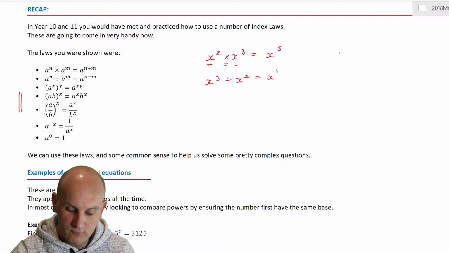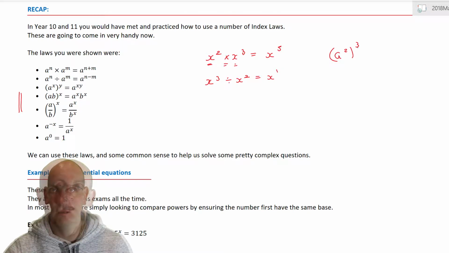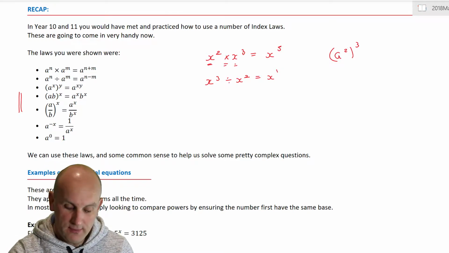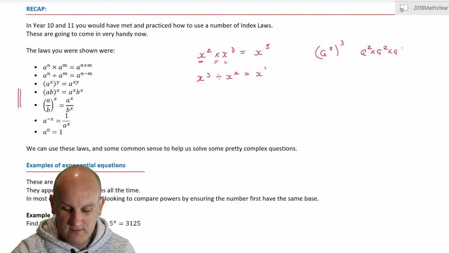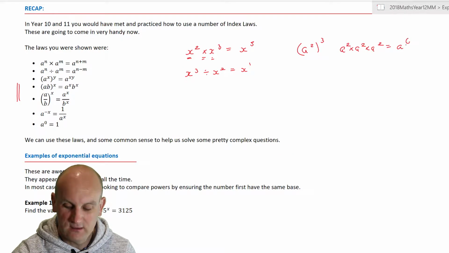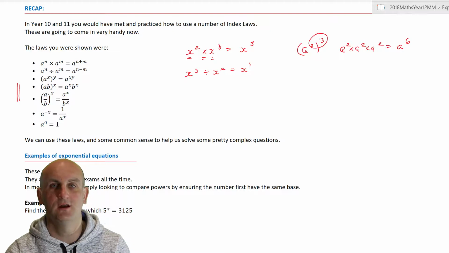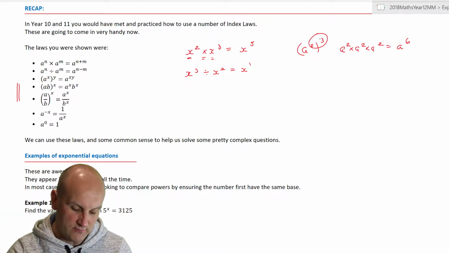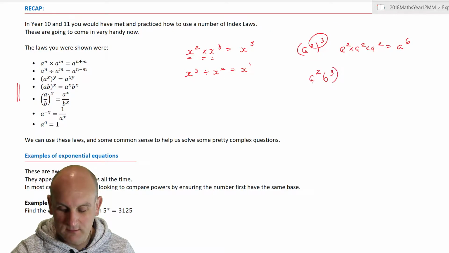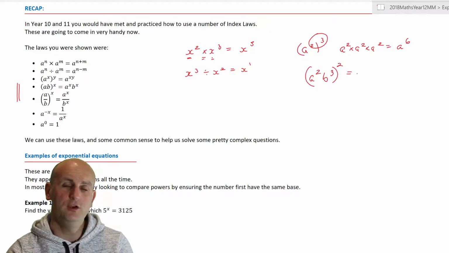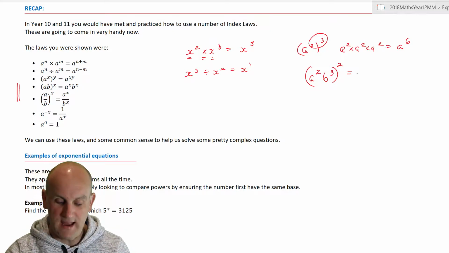The ones that become really funky and important are what I call powers of powers. When we raise a power to a power, that's the same as a squared times a squared times a squared, which is a to the power of 6, or we can use a shortcut that says when you raise a power to a power, you multiply those powers. And that's true even if we have things inside brackets. You raise everything inside those brackets to the power.